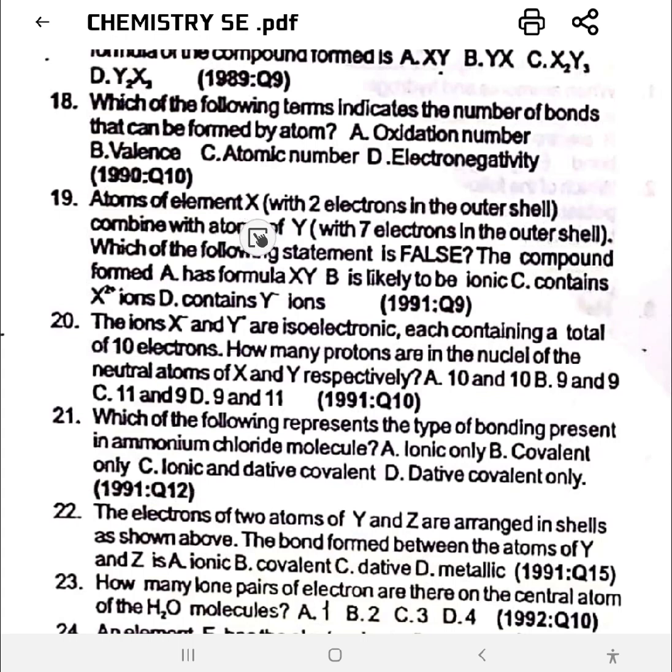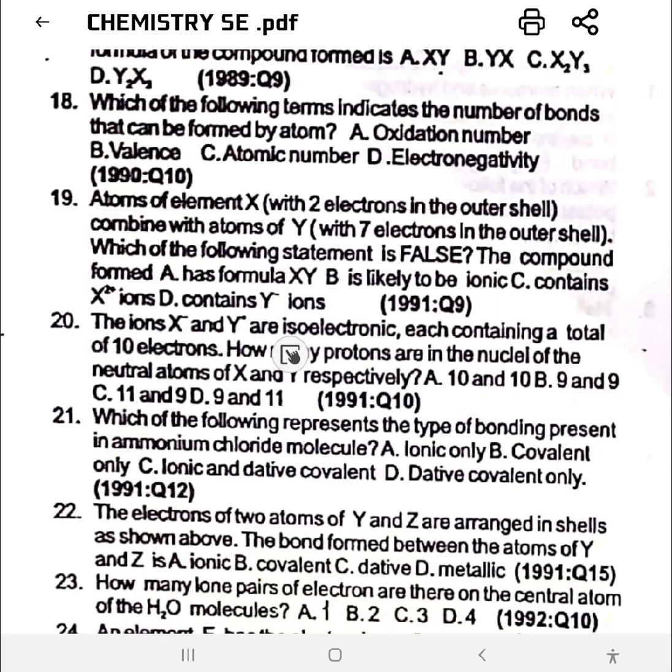19. Atom of element X with 2 electrons in its outermost shell combined with Y with 7 electrons in its outermost shell. Which of the following statements is false? The first statement here is that they have a formula XY. That's not true.